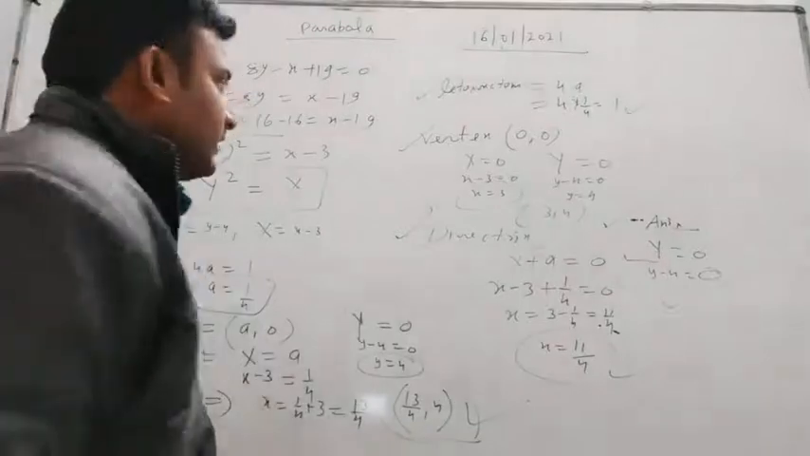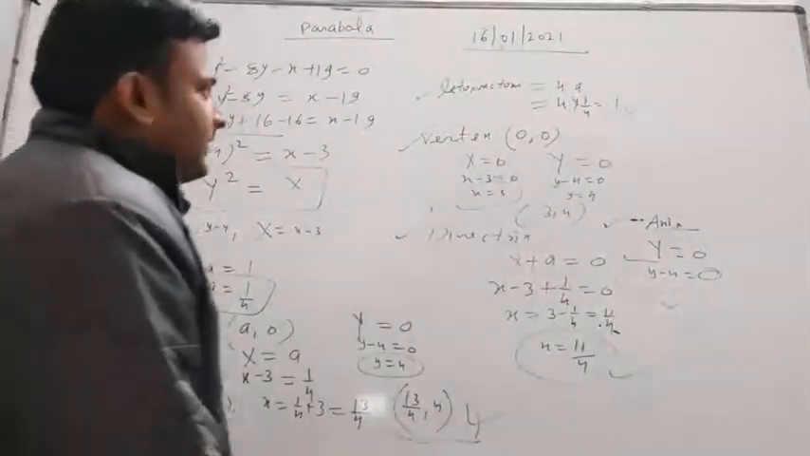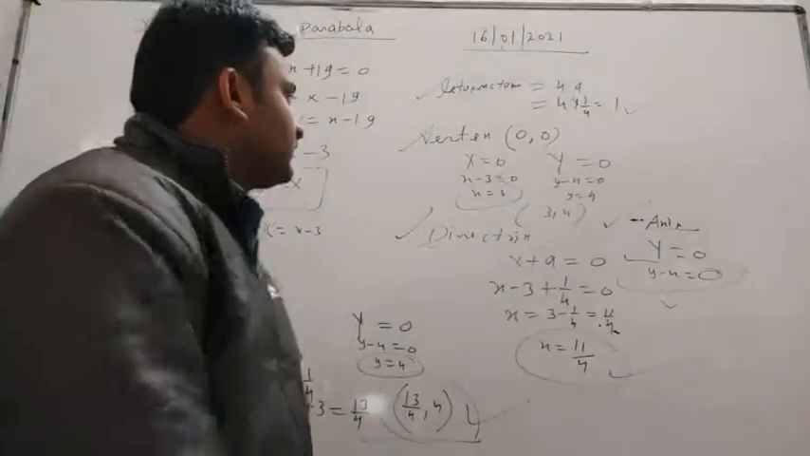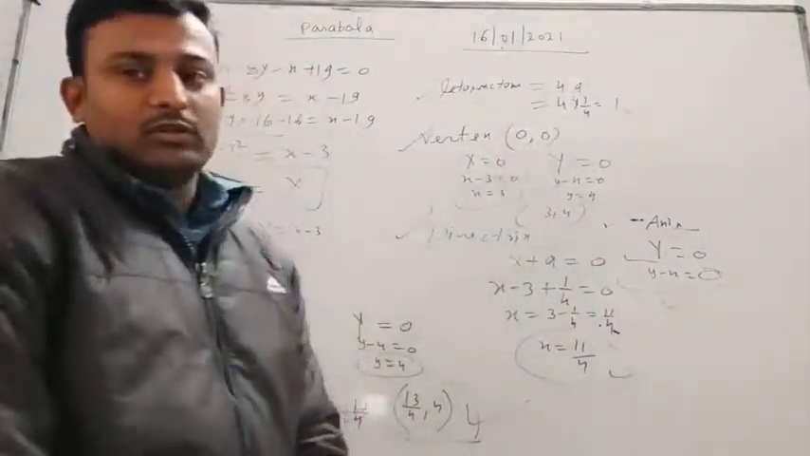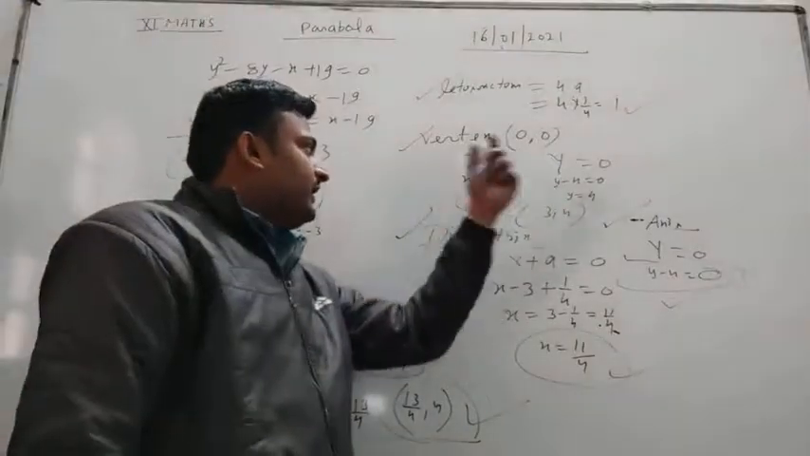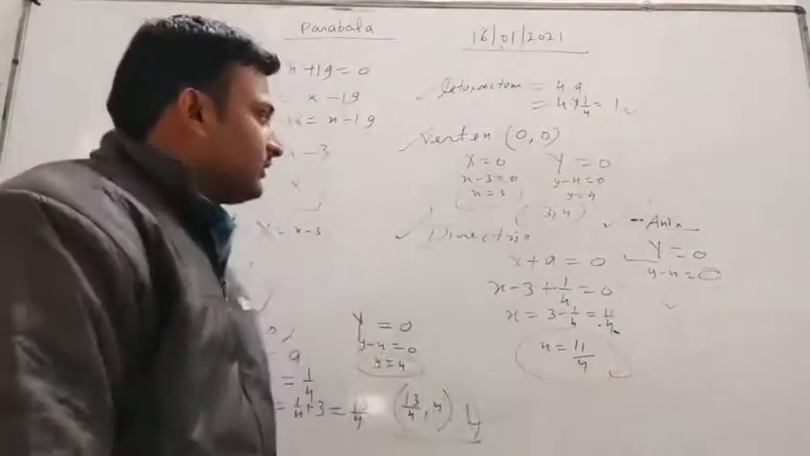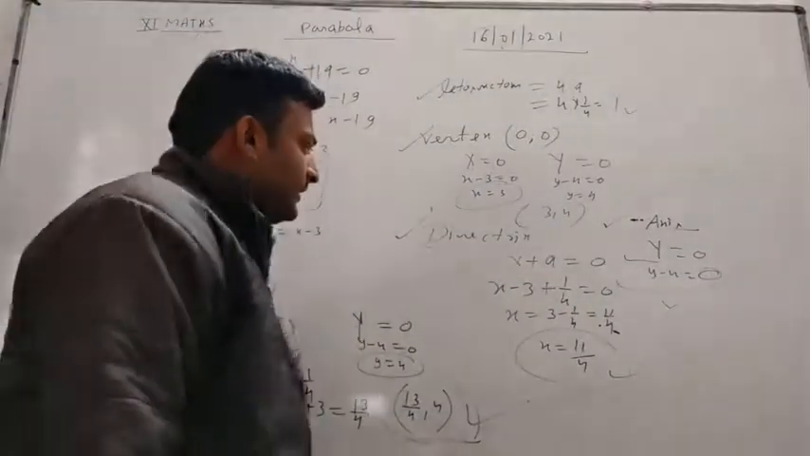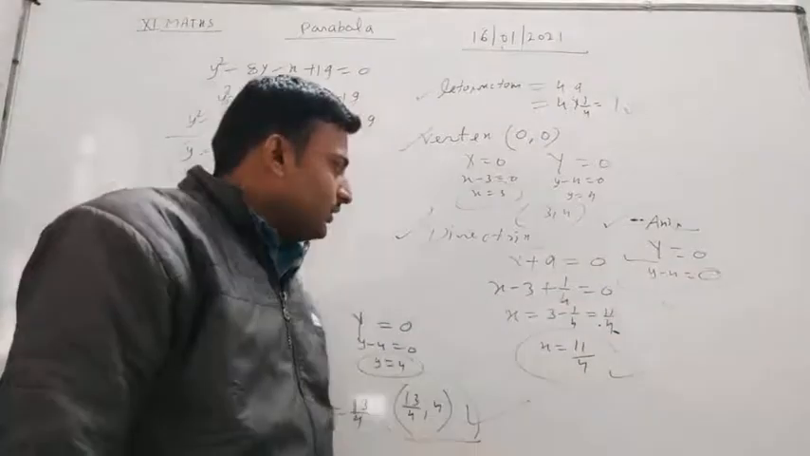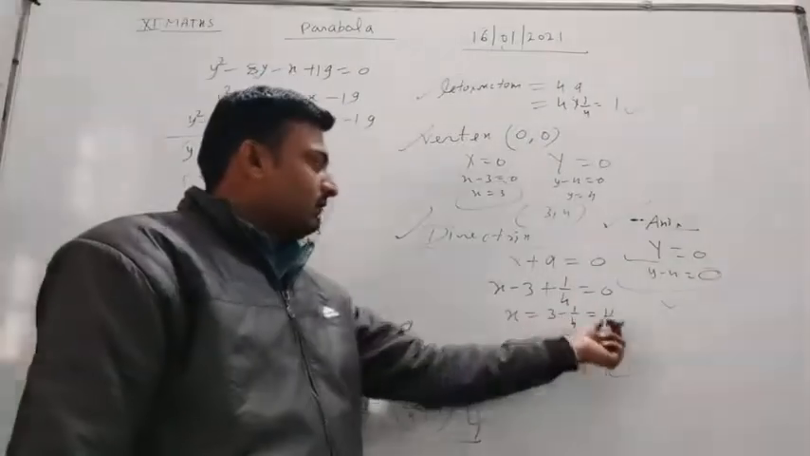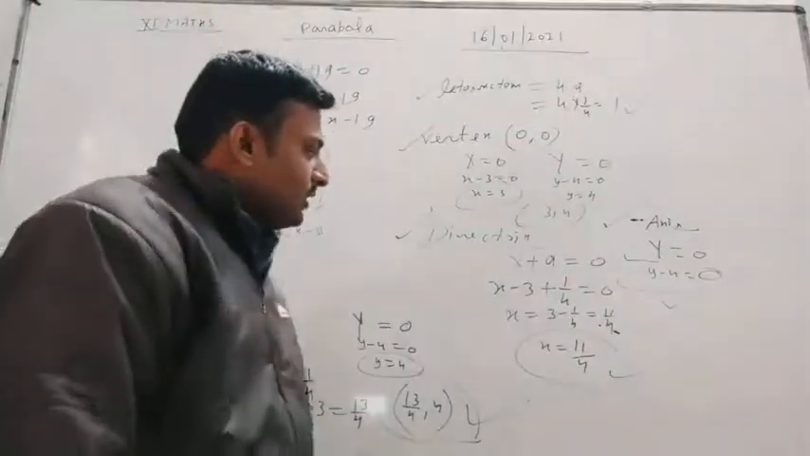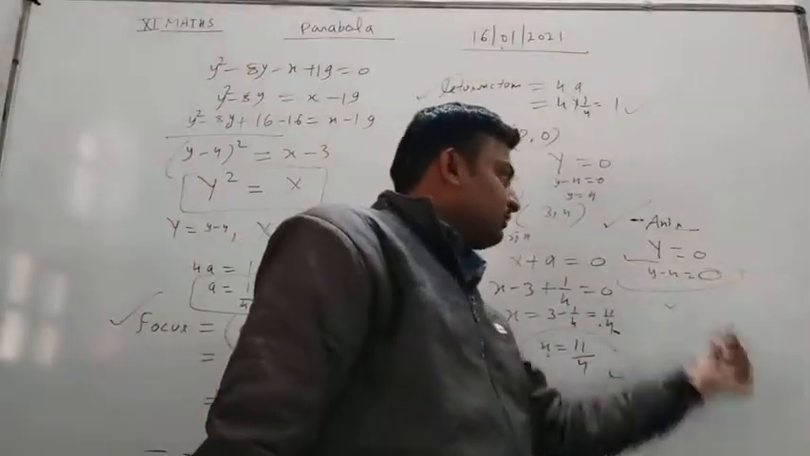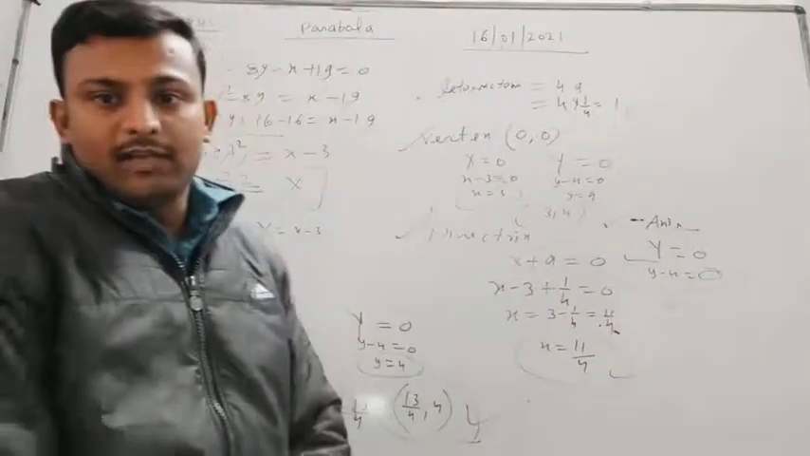Okay students, now we have to find latus rectum. So latus rectum will be equal to 1, students. Now vertex, whose coordinate is (0, 0), so our x is 0, y is 0, x is 3, y is 4, so this is (3, 4). Now directrix is x plus a is 0, so x minus 3 plus 1 by 4 is 0, so x is equal to 3 minus 1 by 4, which is equal to 11 by 4. Now our axis will be y is equal to 0, so y minus 4 is 0, so y is equal to 4.